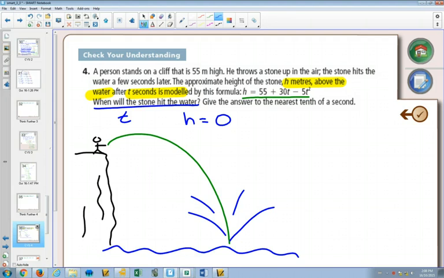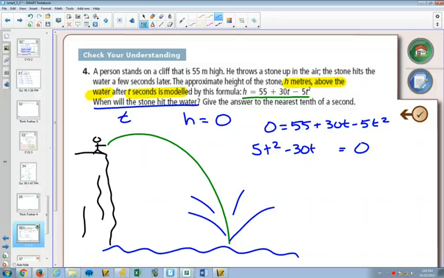So now our equation becomes 0 equals 55 plus 30t minus 5t squared. And we can solve this with completing the square. First of all, I'm going to write the equals 0 on this side. I'm going to move everything over to this side. So I'm going to add, subtract 30t, subtract 55. Is everybody okay with that, just moving it over to the other side by adding and subtracting?